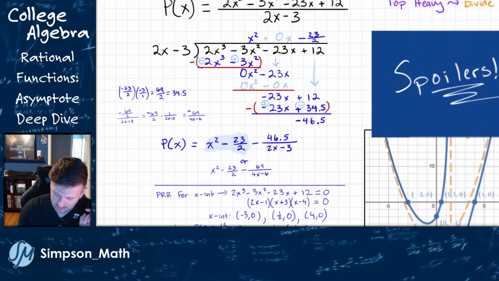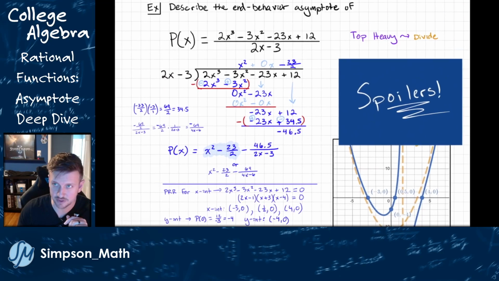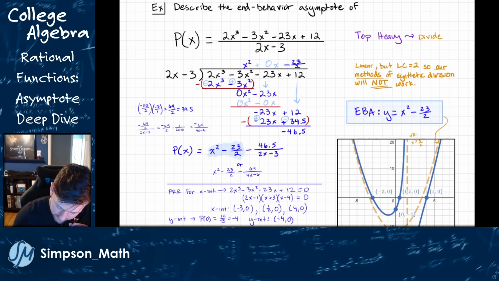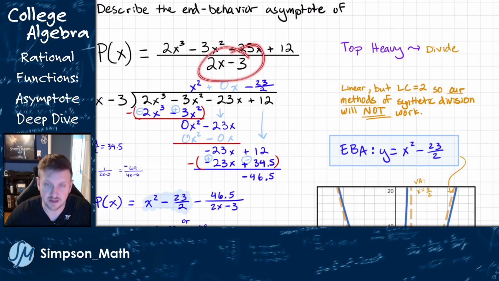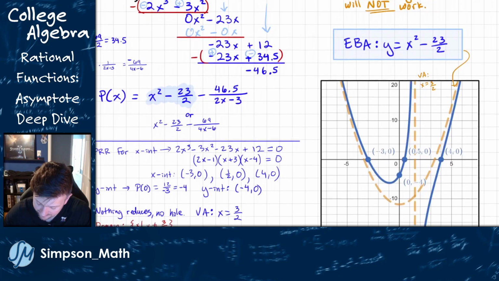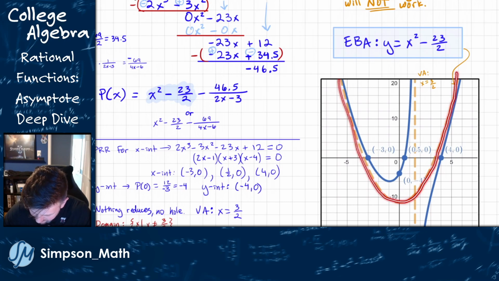Okay, but the point is, this quotient is our End-Behavior Asymptote. Let me get rid of this note over here, which says we can't do synthetic division using the methods that we learned in our course. So we're not going to do the End-Behavior via synthetic division. We'll do it using the long division. So our End-Behavior asymptote is y equals x squared minus 23 halves. So that's just the parent function x squared shifted down 23 halves. So that's this parabola here.